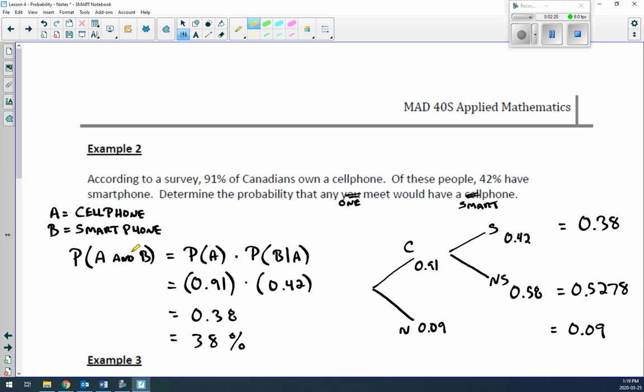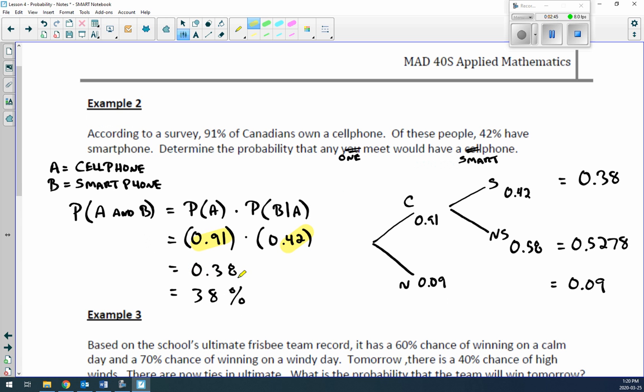So the probability of A and B, again, we use that same formula as before. The probability of A, 91% of Canadians have a cell phone, so 0.91, we did it as a decimal. Of these people, 42% have a smartphone. So there's our 42%, because you have to have a cell phone first, and then you can determine if it's a smartphone, right? So then all we do is multiply those together. We end up with 0.38, or 38%. That's one way. Now, if you don't like that way, try it with a tree diagram.